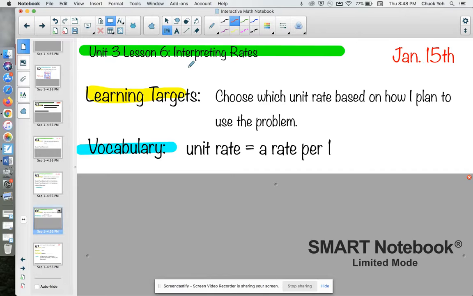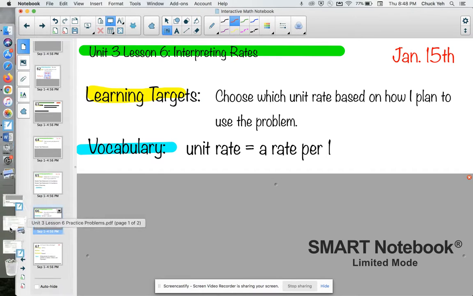Write the date and then put the lesson. All right. Okay. Pause it whenever so you can write all that down and then unpause it when you're ready. All right, here we go.